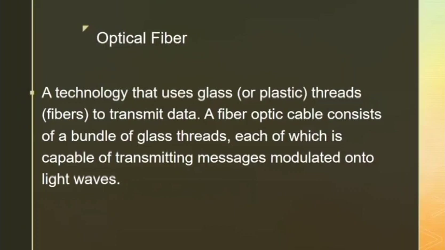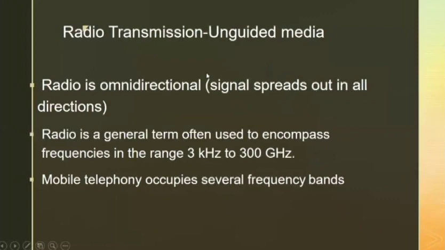These cables use light waves, so they are very powerful and much speedier than the other two guided media, like coaxial cable and twisted pair. These fiber optic cables can transmit a minimum of 1 gigabit per second. Okay, now we are moving to the unguided media.